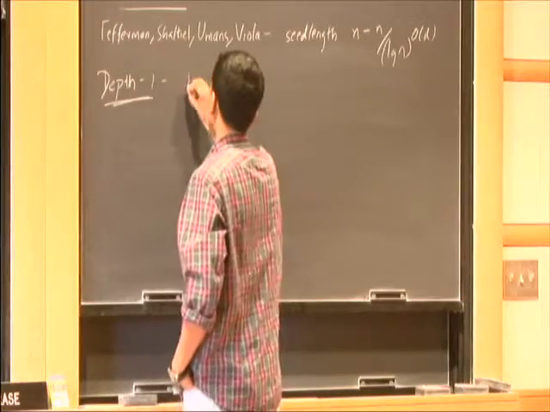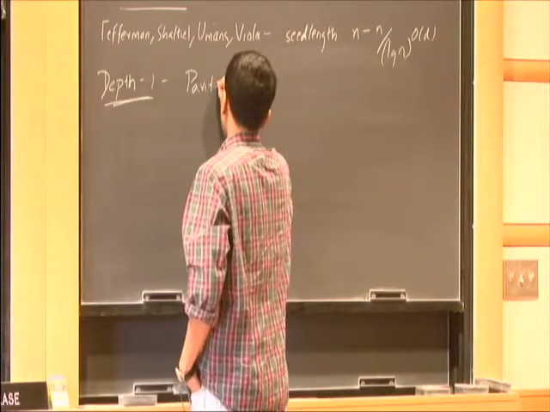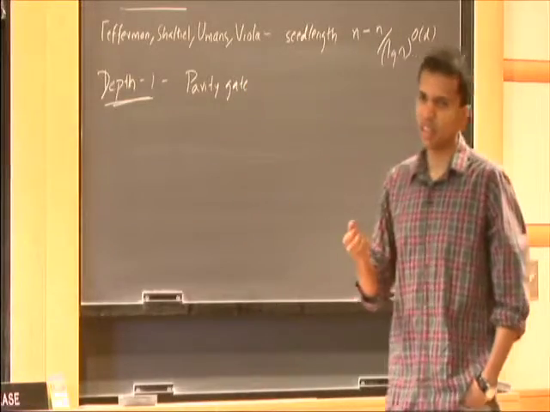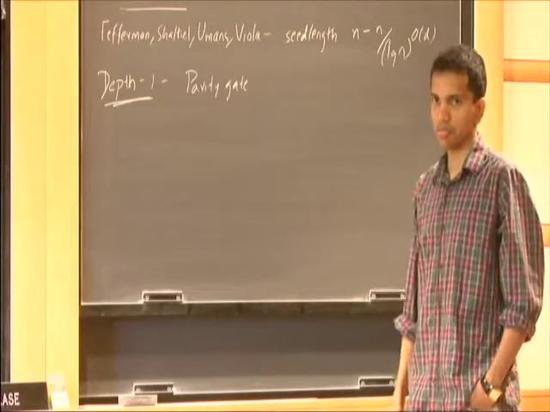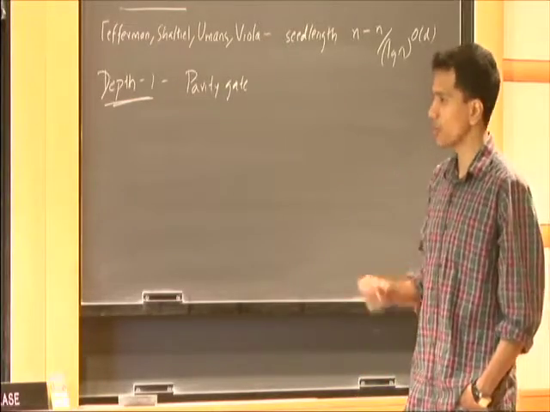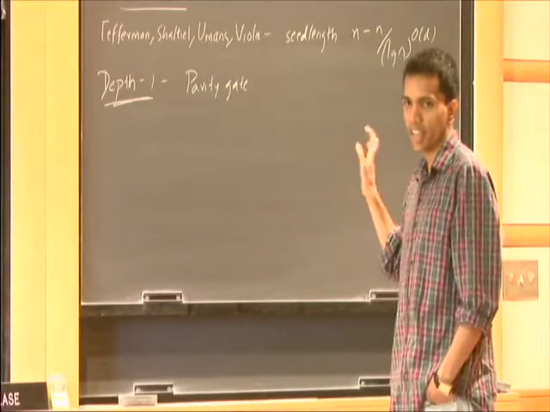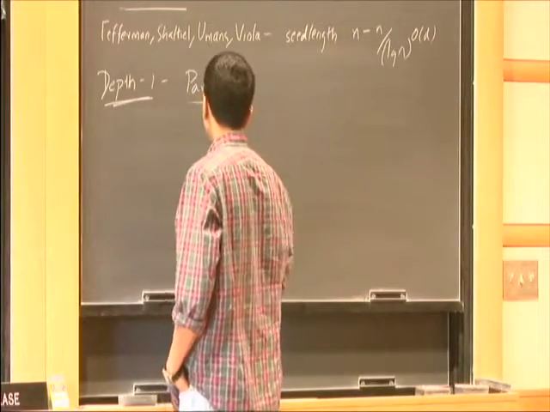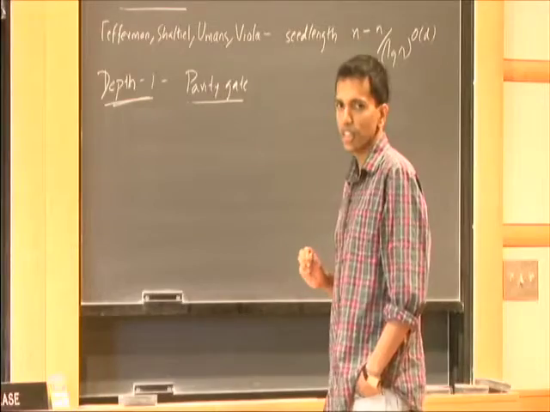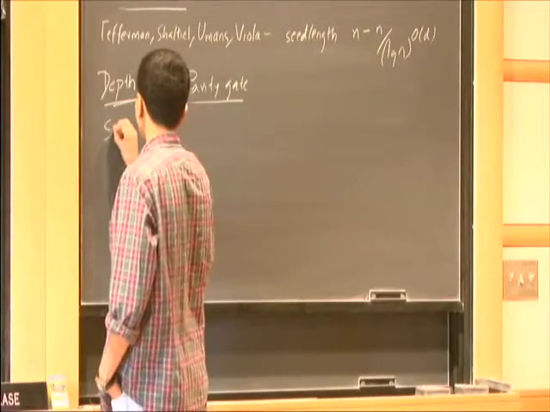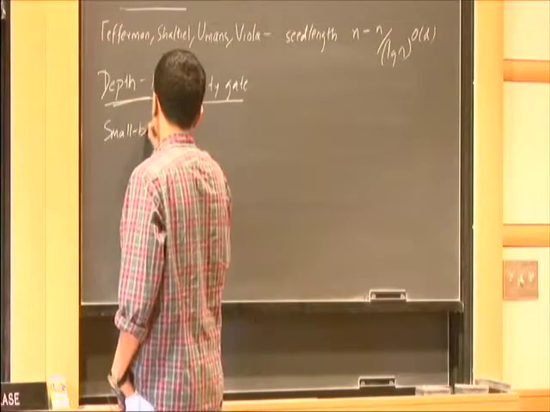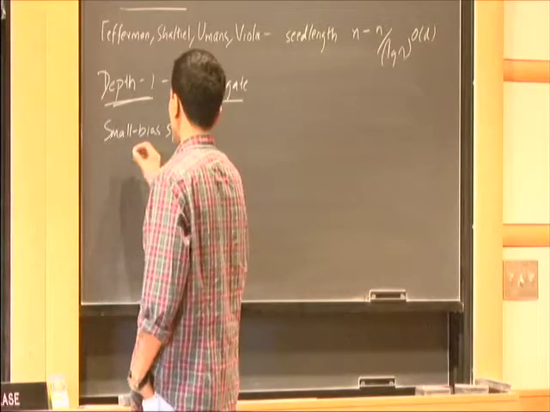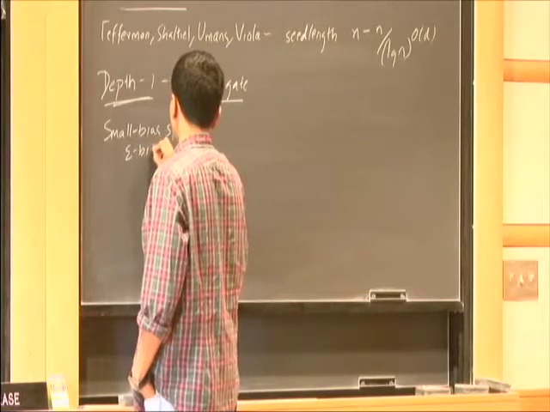So depth 1 is more or less just a parity gate. You have a single parity gate of maybe a subset of your variables. You can also allow an AND gate, but really the parity gate is the hardest. So we do have very good pseudorandom generators that fool these tests. These are called small bias spaces. Or in general, if I'm talking about an epsilon PRG, these are called epsilon bias spaces.